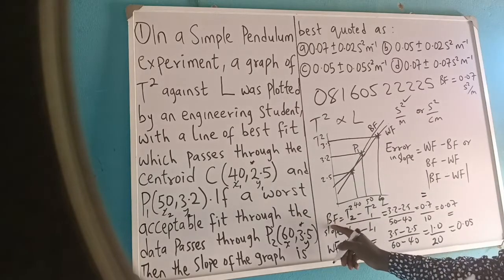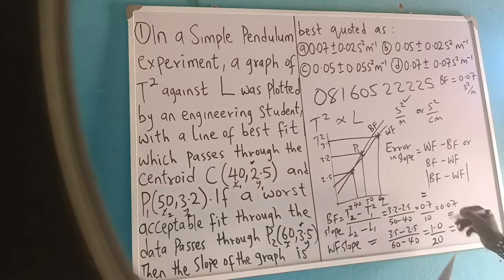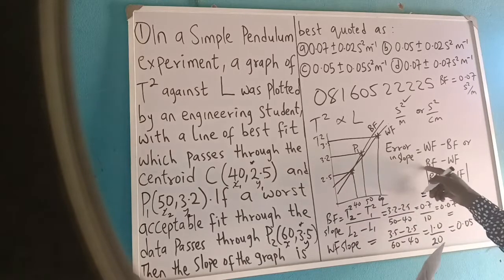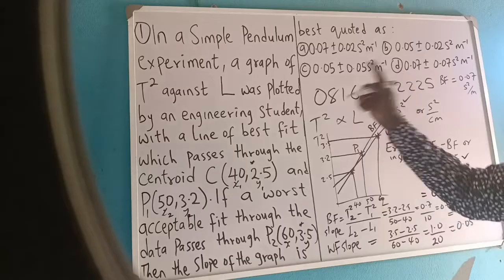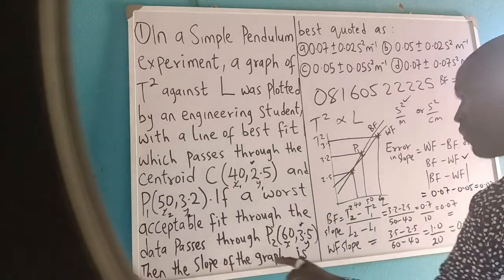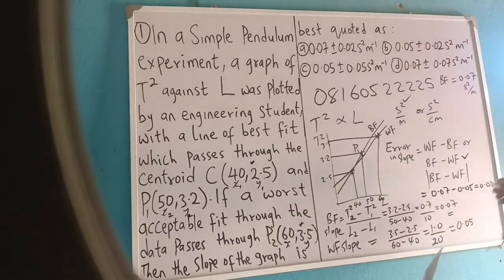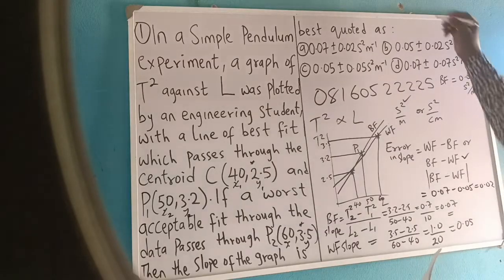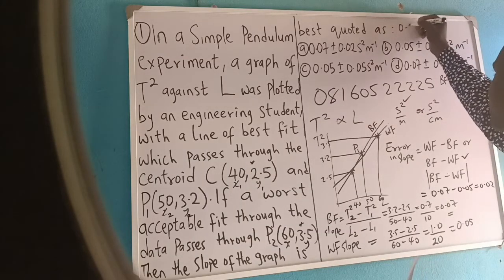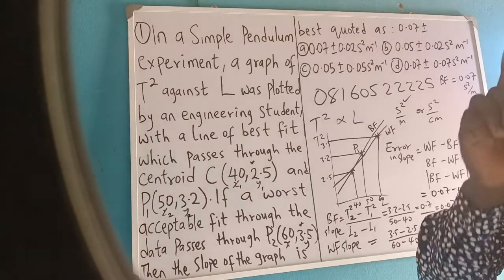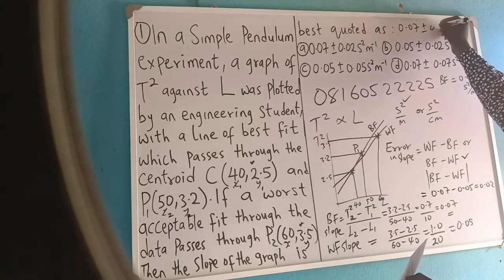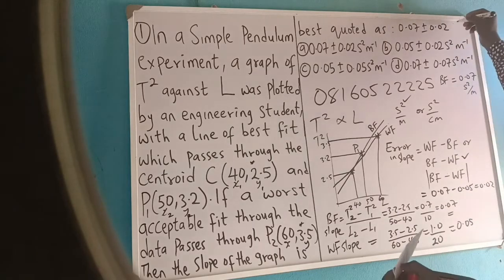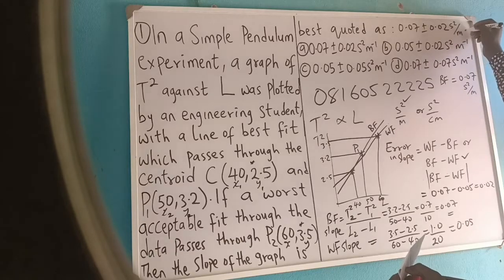Now, after you have gotten this, you say the error in slope will be equals to, which one is bigger? Best fit is bigger than worst fit, so you say 0.07, that is best fit minus what? Worst fit, equals 0.02. That means the slope of the graph is best quoted as the best fit slope, plus or minus the error you get. The error is 0.02. You say second square over meter.